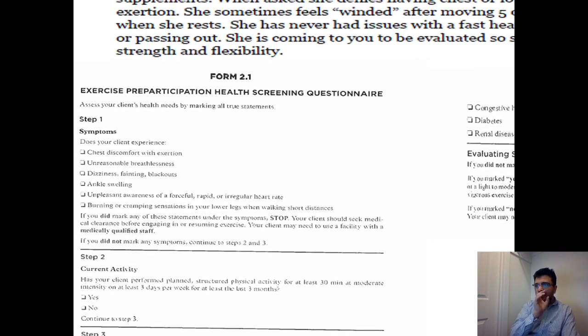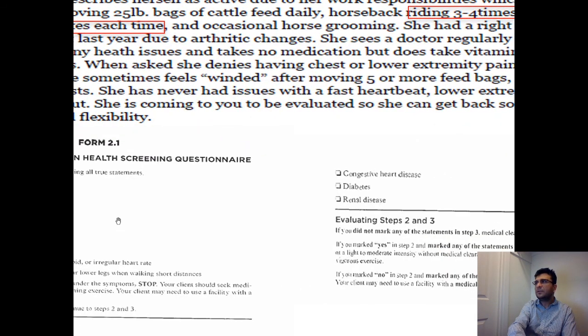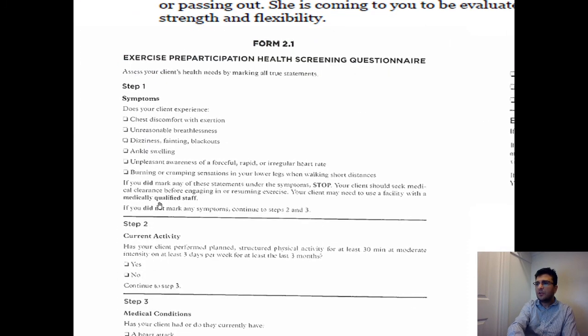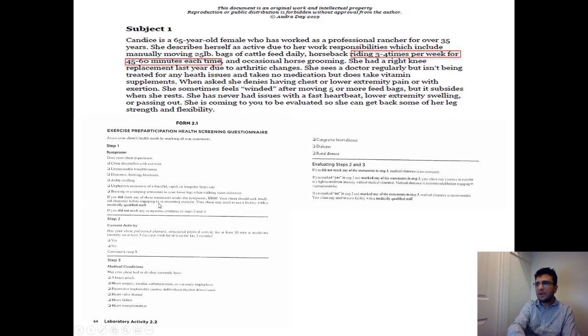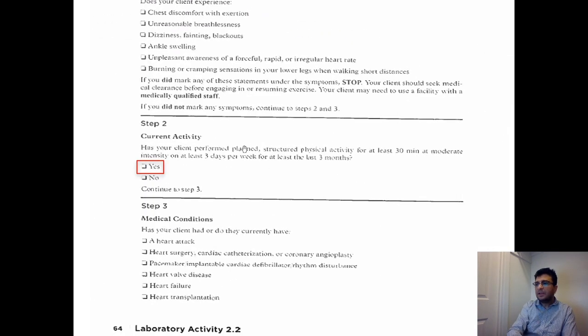This will ask about the current activity level. It says, has your client ever performed structured physical exercise for at least 30 minutes at moderate intensity 3 times a week? That's what I have highlighted here, because it's 40 to 60 minutes and it's 3 to 4 times a week. So she is doing this activity, and you have to put a yes here. And then let's look at step 3. Don't stop. It says continue to step 3.